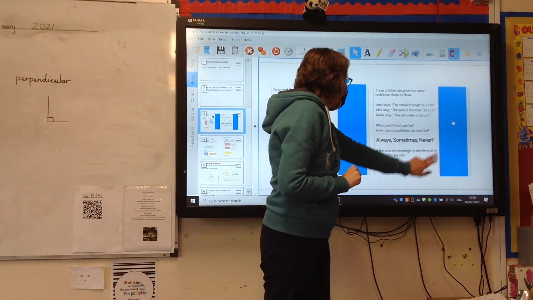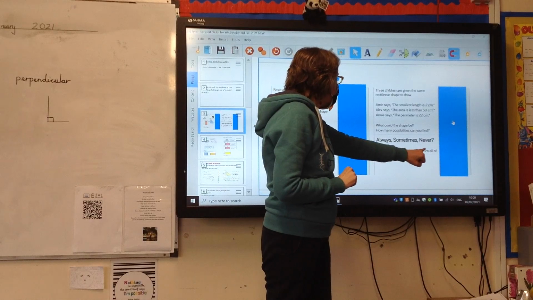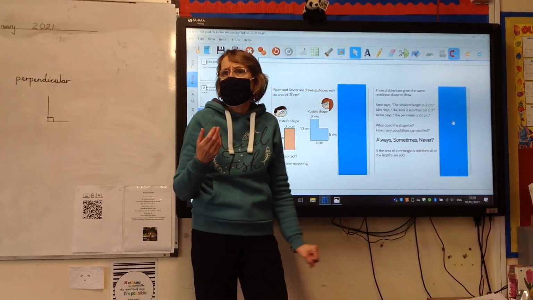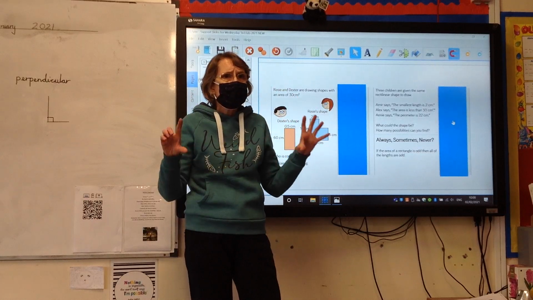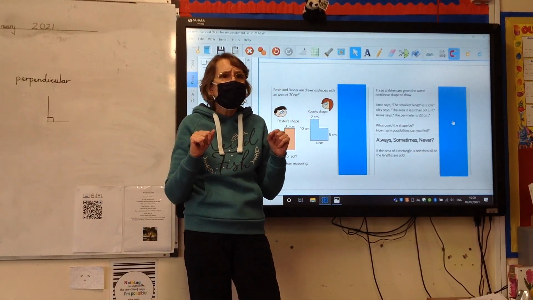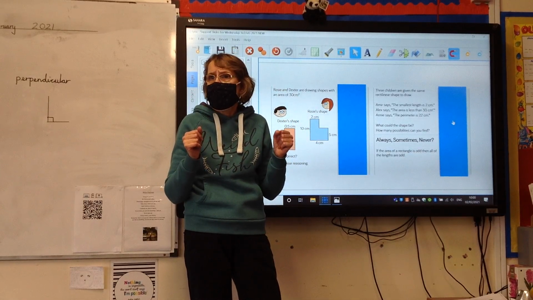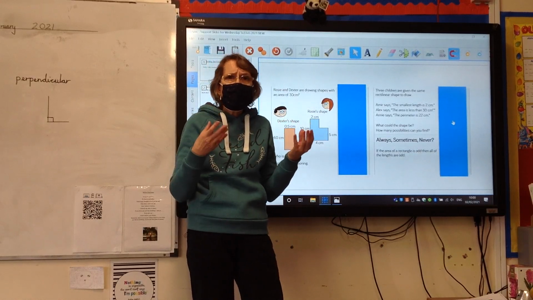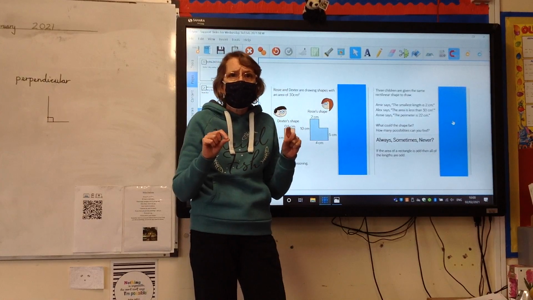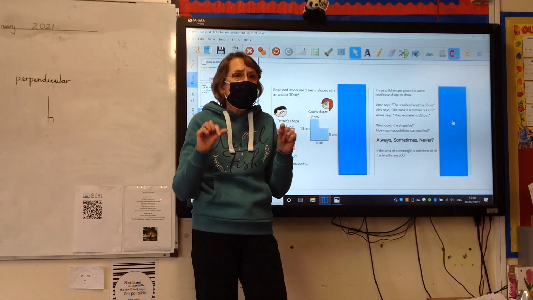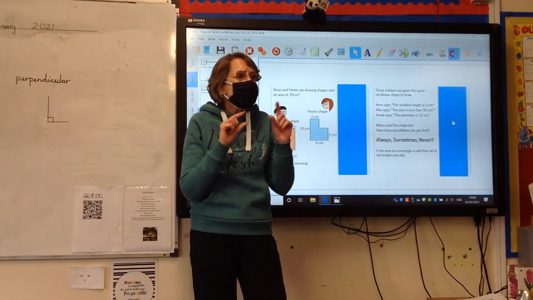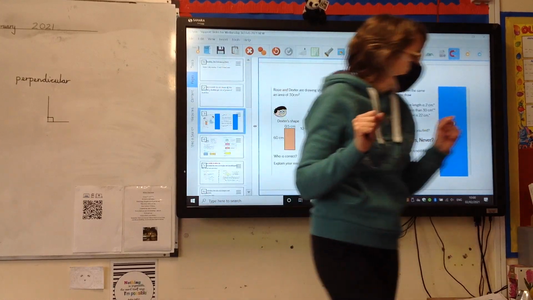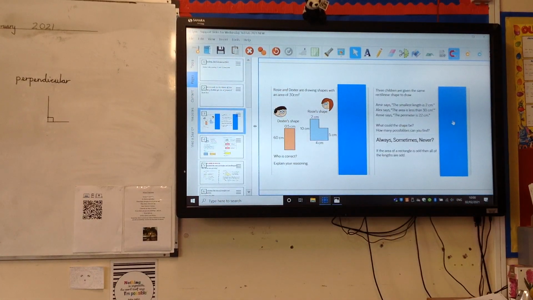Always, sometimes, never. If the area of a rectangle is odd, then all the lengths are odd. Again, try it out. Try different measurements. Do they produce an odd number or an even number? Okay? Think about what you know about odd and even numbers. Try it out. Try a few examples. Don't just do one and say yes or no. Try several examples and see if it works. Okay. Just change the slide.